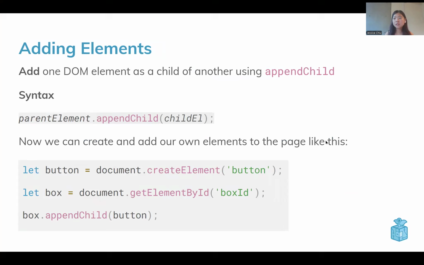So if we actually want to add it, we have to attach it to another element in our DOM as a child of that, okay? So you can see here, if we already have a parent element in our DOM, we can do that parent element dot appendChild, and then whatever we want to append to it inside those parentheses. So you can see here, we create a button. Let's say we want to append it to this div that we have inside of our DOM. We can do box dot appendChild and button, and then the button will appear on our web page.